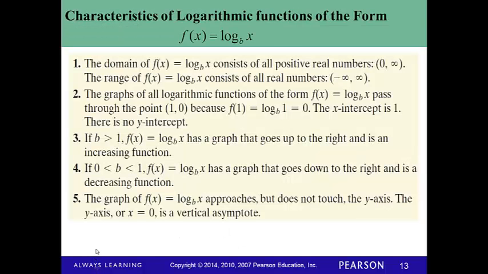All right, so here are some characteristics of the log functions. First thing, the domain of the log function. If I have f of x equals log base b of x, the domain is going to consist of only positive real numbers. So 0 to infinity, do not include the 0. You cannot take the log of 0. The range consists of all real numbers. So you can expect to get everything back out, but you can only put positive numbers into your argument.